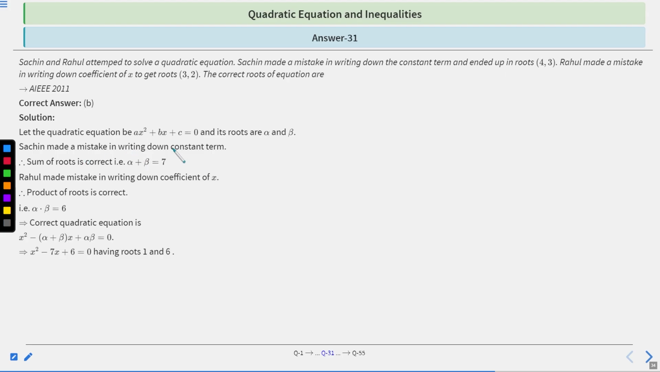Let the quadratic equation be ax square plus bx plus c equal to 0 and its roots be alpha and beta. Sachin made a mistake in writing down the constant term, that is, the sum of roots is correct, because the sum of roots does not depend upon the constant term. So the sum of roots alpha plus beta is 7. Rahul made a mistake in writing down the coefficient of x, so the product of roots is correct. So alpha beta is equal to 6. Clear?